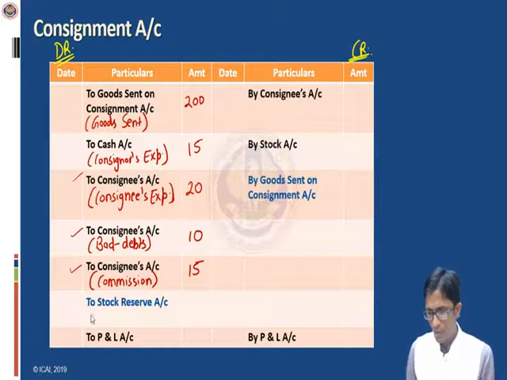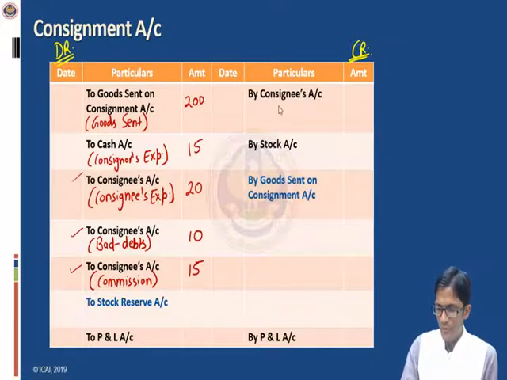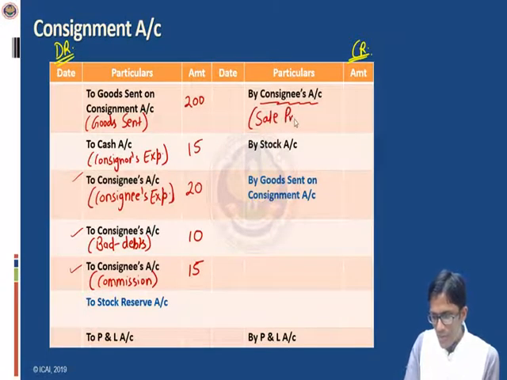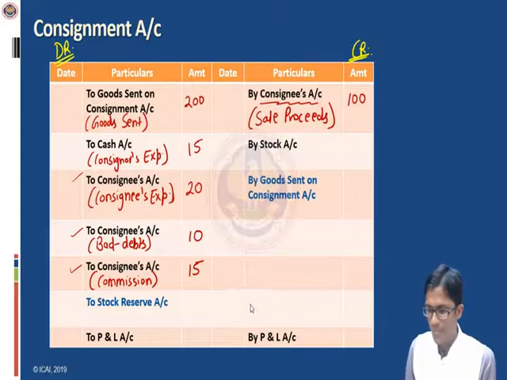Now let us move on to the credit side. Looking at the credit side, consignee's account is first of all debited. By what is the consignee's account debited? When will we make the consignee our debtor? We'll make the consignee our debtor by the amount of sale proceeds that he has received. As we already know, he has received sale proceeds of rupees 100 in our example.